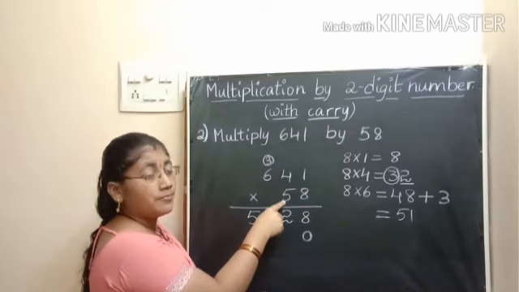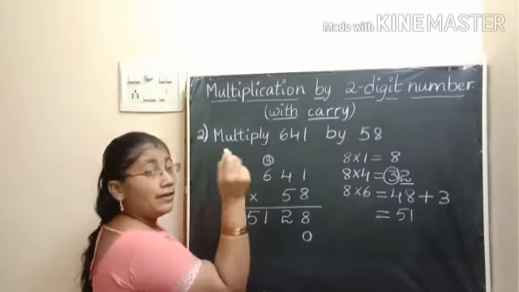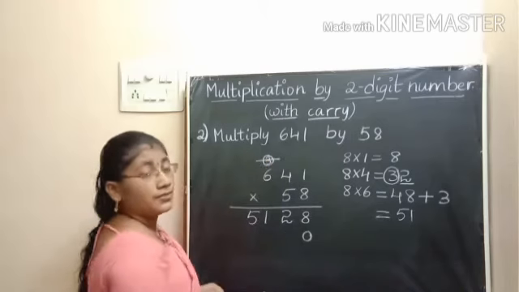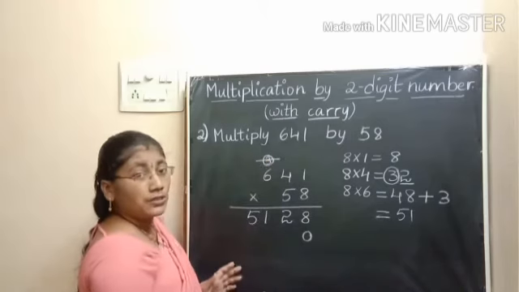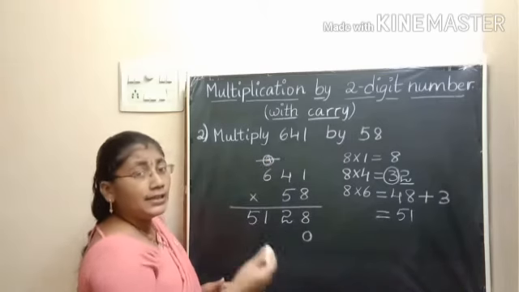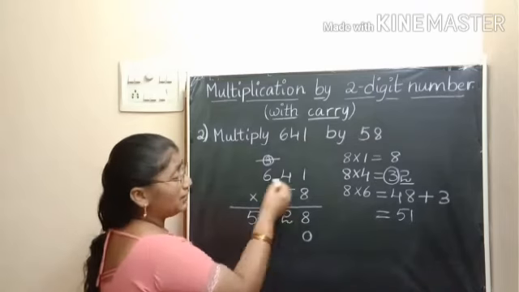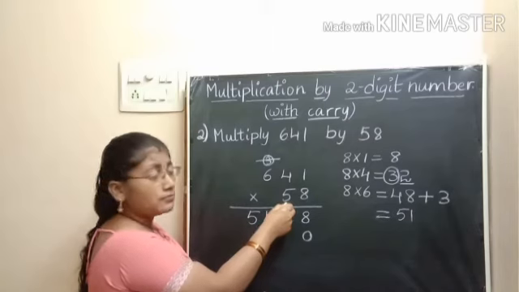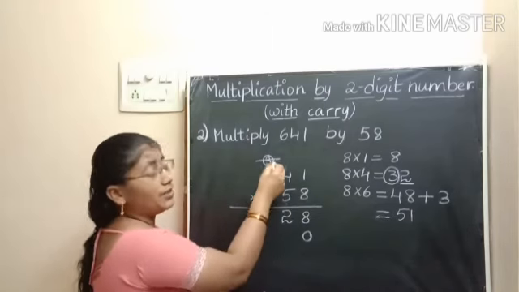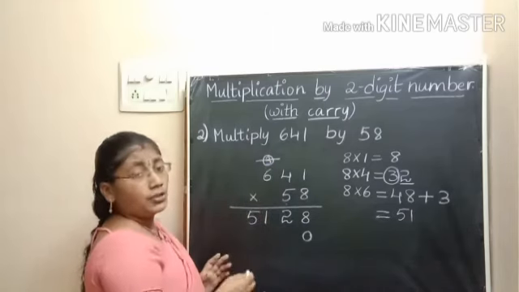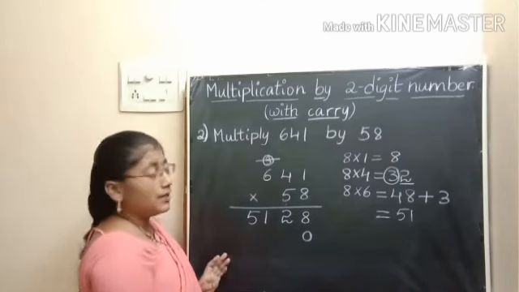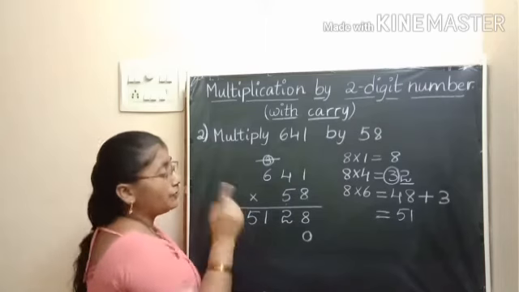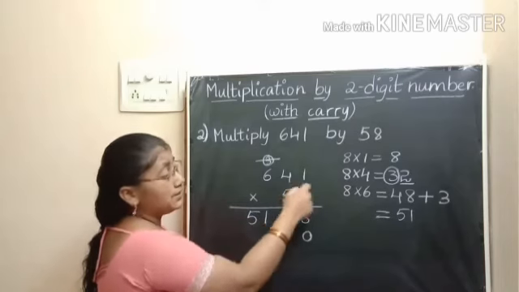Understood, children? And before that, if you have any carries of the ones place digit, just strike them out to avoid confusion, because we will get new carries by multiplying 641 and 5. So just strike out the previous carries. Let us start our multiplication with 5. Now first we should multiply the digit in ones place.